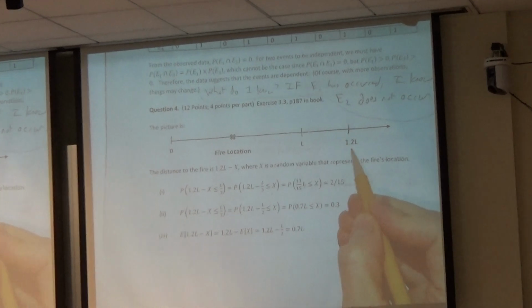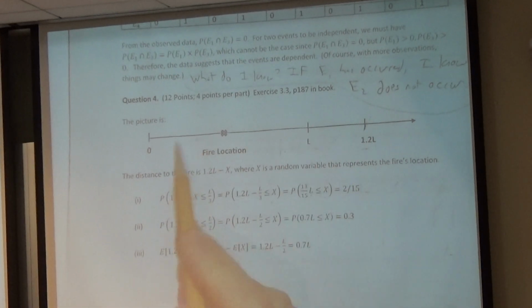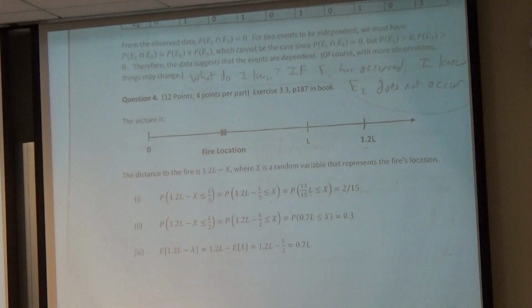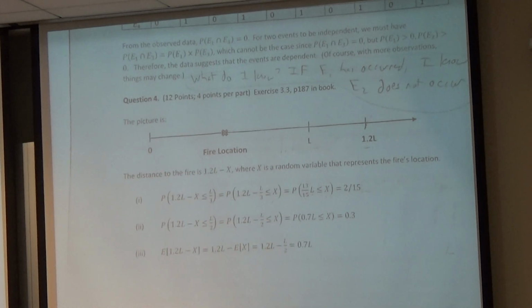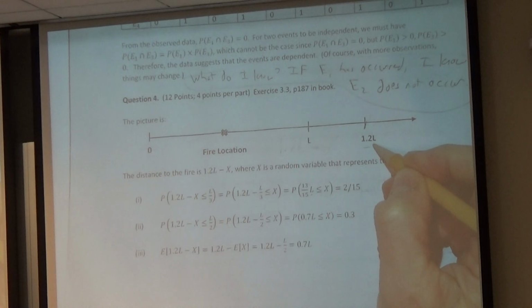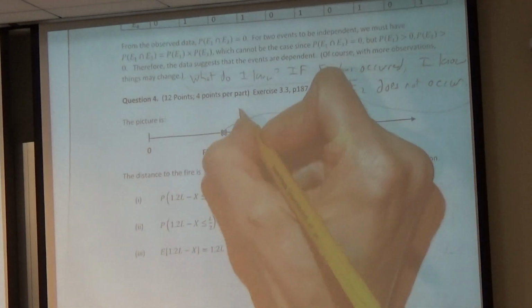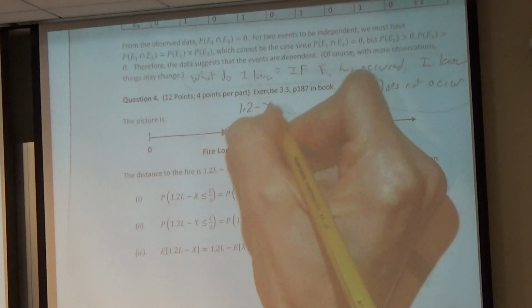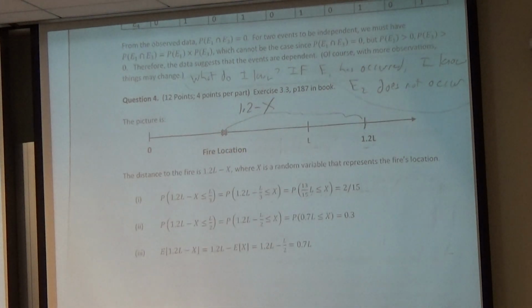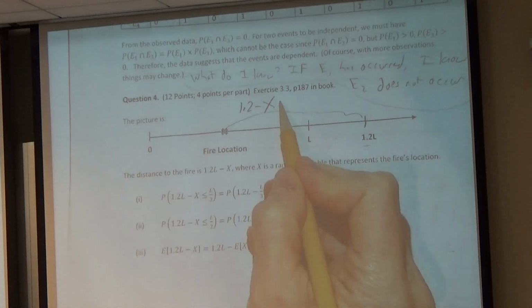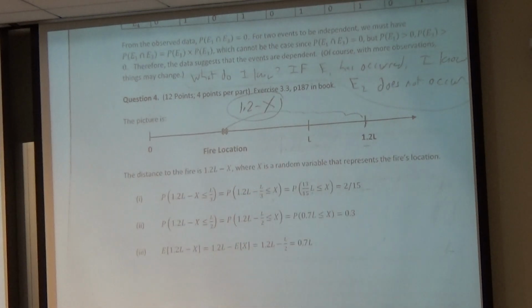So fire location is out here. We've got this town kind of like an old western where it's just a one-lane town, and the fire can occur anywhere between 0 and L. This is where the truck is located, it's out here. So the distance that we have to travel to the fire is 1.2L minus x, if I'm letting x represent the location of the fire.